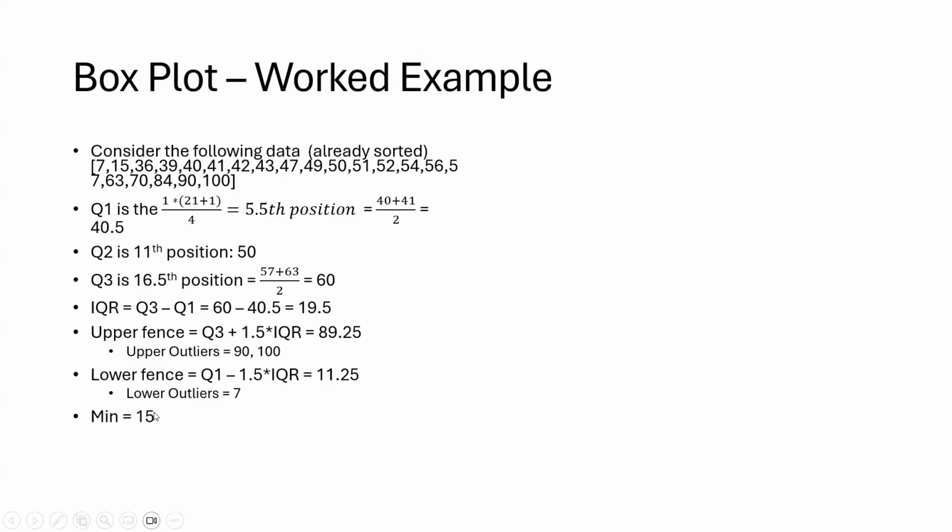Now, these are the outliers, 7, 90 and 100. So the remaining values are to be considered for minimum and maximum. A regular data point, 7 is not a regular data point anymore because that's an outlier. So now we will have 15 as the minimum and the maximum will be 84, because these two are the outliers.